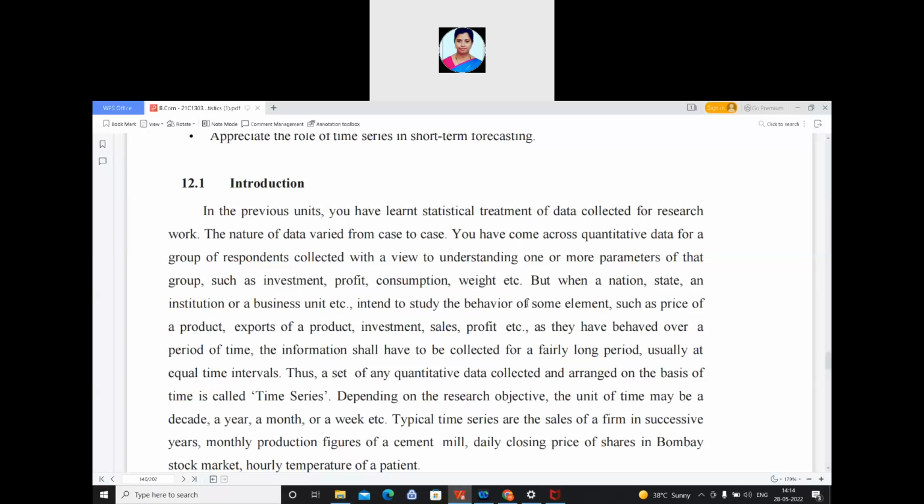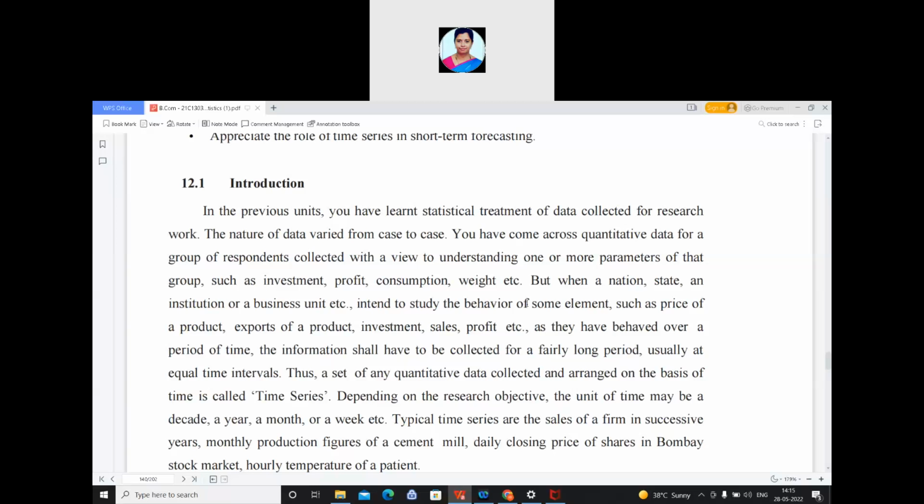Usually the data is collected at equal intervals, for example once every 5 years. Thus a set of quantitative data collected and arranged on the basis of time is called a time series. Depending upon our research objective, the unit of time may be a decade, a month, a year or a week, etc. It may differ.